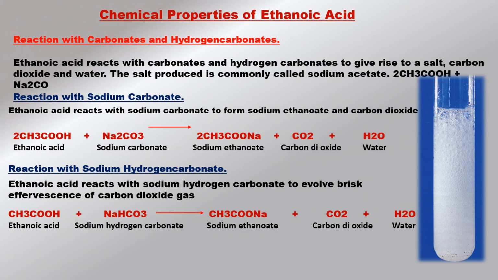Chemical properties of ethanoic acid. Due to its acidic nature, ethanoic acid reacts with carbonates, hydrogen carbonates, and bases, or alkalis, to form salts. Reaction with sodium carbonate. Ethanoic acid reacts with sodium carbonate to form sodium ethanoate and carbon dioxide gas.